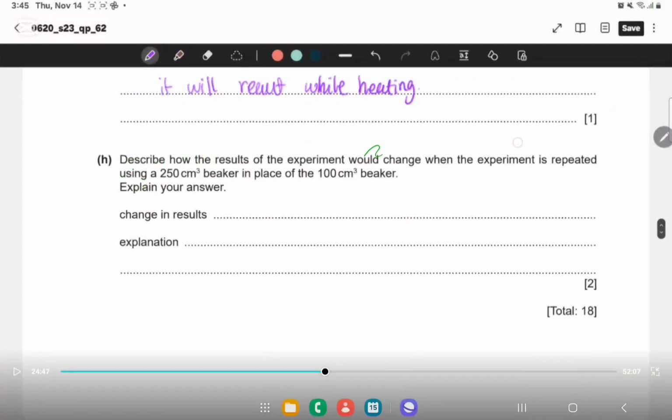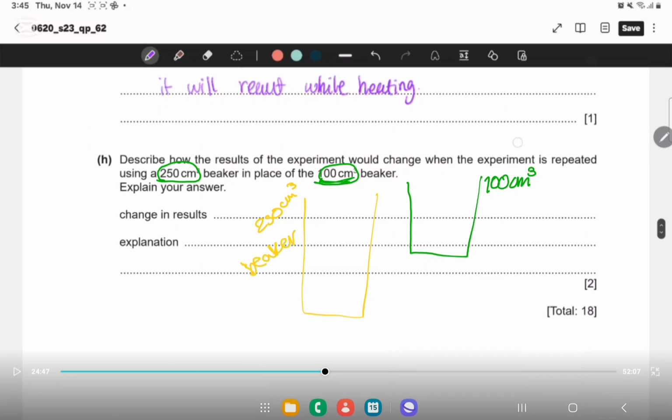Describe how the results of the experiment would change when the experiment is repeated using a 250 centimeters cubed beaker in place of the 100 centimeters cubed beaker. So originally they were using a 100 centimeters cubed beaker, right? So let's say this is the 100 centimeters cubed beaker, and this is the 250. Let me make it longer. 250 centimeters cubed beaker. So what were they adding? They were adding 50 centimeters cubed of iron nitrate, and 5 centimeters cubed of the sodium thiosulfate.